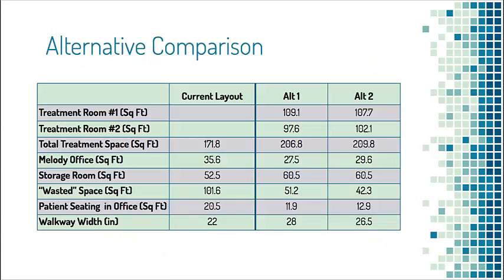This table further outlines the differences in the 2 alternatives. I'll go through a few of the key differences. First, the amount of space used for patient treatment is increasing by 18% for both alternatives in comparison to how it is now. The wasted space is being halved in alternative 1 and decreasing by 60% in alternative 2. The wasted space is defined as the area not used by the treatment rooms, storage, office, or walkway area. The big differences between the 2 alternatives is the square footage of the rooms and the wasted space.